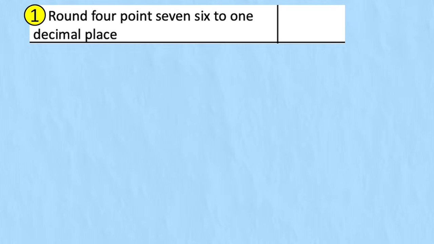Okay, so let's start with question 1, round 4.76 to 1 decimal place. Now, one thing they love to do in SATs papers is write everything in words just to make things that little bit more confusing. So my first tip is let's write it in numbers. So round 4.76 to 1 decimal place.